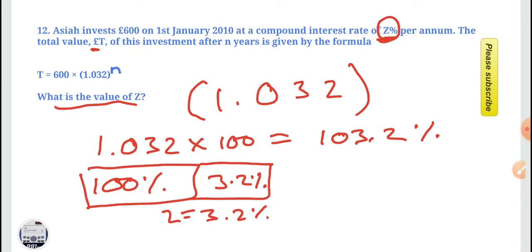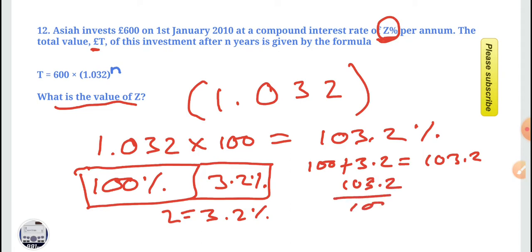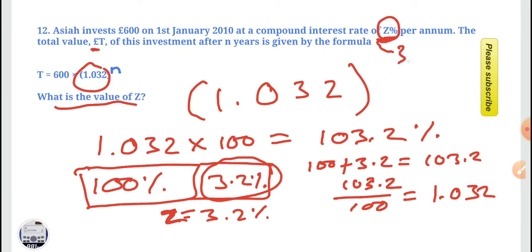So if we work backwards, say for example, they told us that the interest rate is 3.2%. What would we do? We'd do 100 plus 3.2 is equal to 103.2, and then we do 103.2 divided by 100, and that would give us 1.032, which is what we have here. So can you see, working backwards, we've just shown that in fact it is 3.2%. So Z, the interest rate Z, is 3.2%. It's quite a good question because it helps you to think about what this value here means.